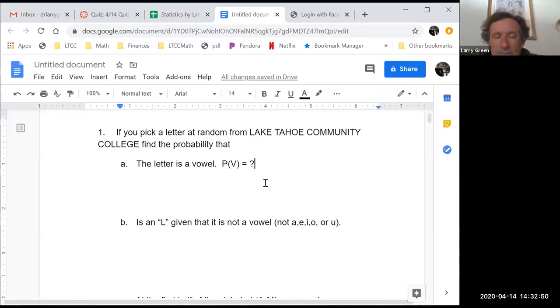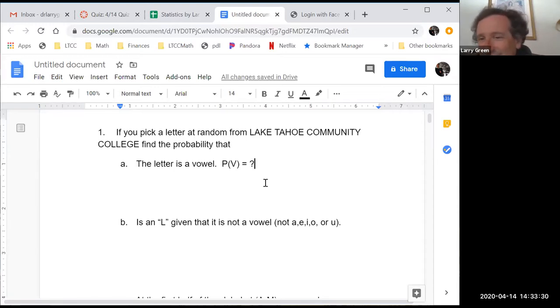So, the probability of a vowel. Not the letter V, but a vowel. A-E-I-O-U is what we'll call a vowel, just in this class. Let's see if we can get a few people answering. Different numbers, interesting. Okay, we got 3 different answers.